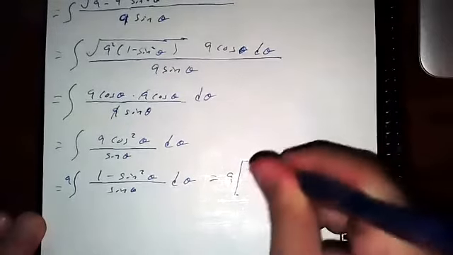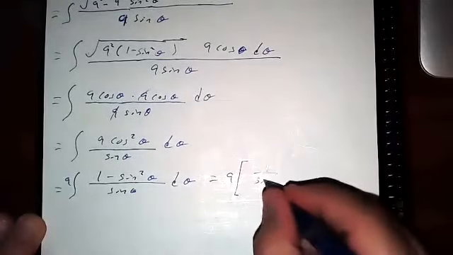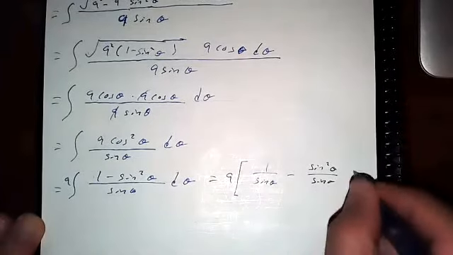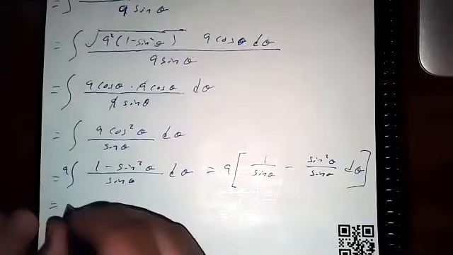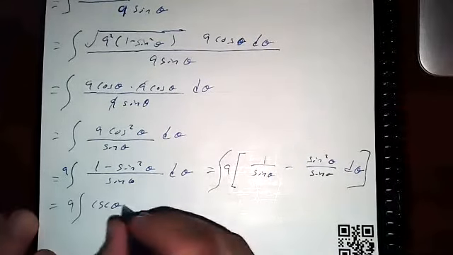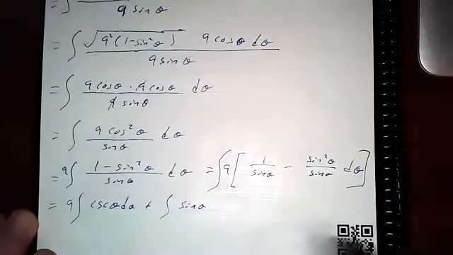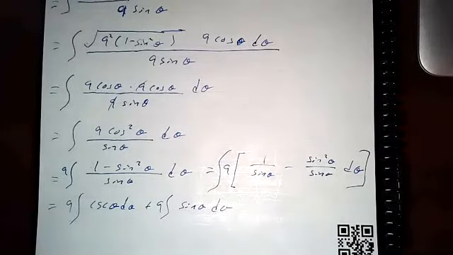Let me show the work here. Separate the fractions to get 1 over sine theta minus sine squared theta over sine theta d theta, which will give us, still haven't integrated yet, the integral of cosecant theta d theta plus the integral of sine theta. Just go ahead and put the 9 there. So integrate these two.